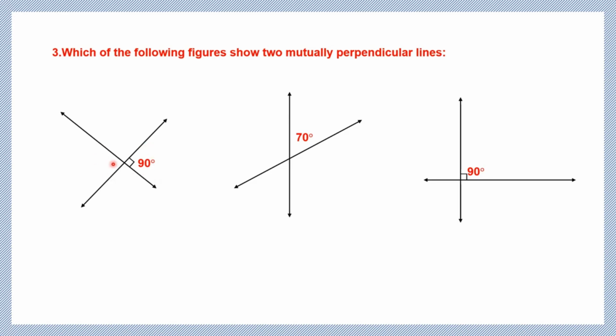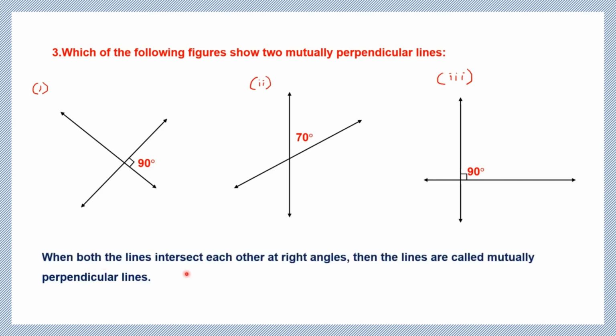So the first figure here is forming 90 degrees, the angle. So these two lines are mutually perpendicular to each other. Second figure, it's forming 70 degrees, so they are not perpendicular to each other. Here it's forming 90 degrees. Both are straight lines, especially when you have this L shape, you know that they are mutually perpendicular to each other. So we can say when both the lines intersect each other at right angles, then the lines are called mutually perpendicular lines. So here figures 1 and 3 are mutually perpendicular lines.